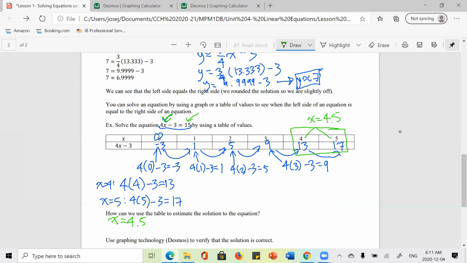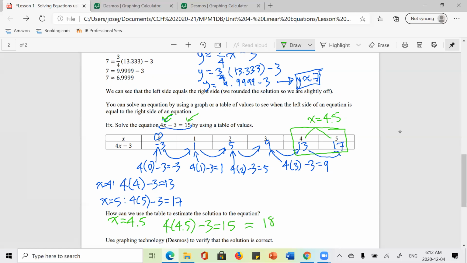And then how can you check if it's a good answer? Well, you can sub it into your equation and see how close we are. So we have 4 times 4.5 minus 3 is equal to 15. Now let's do the math here. What's 4 times 4.5? That would end up giving us 18.